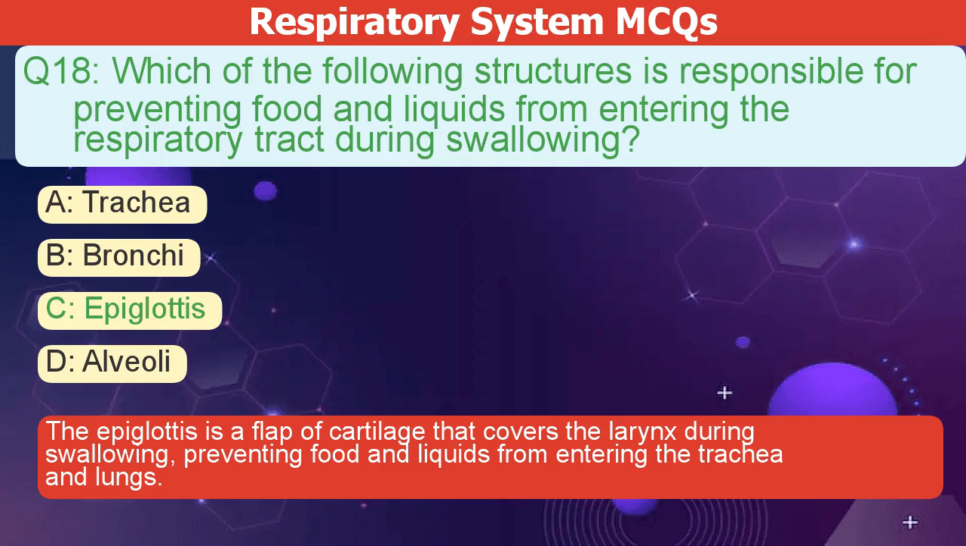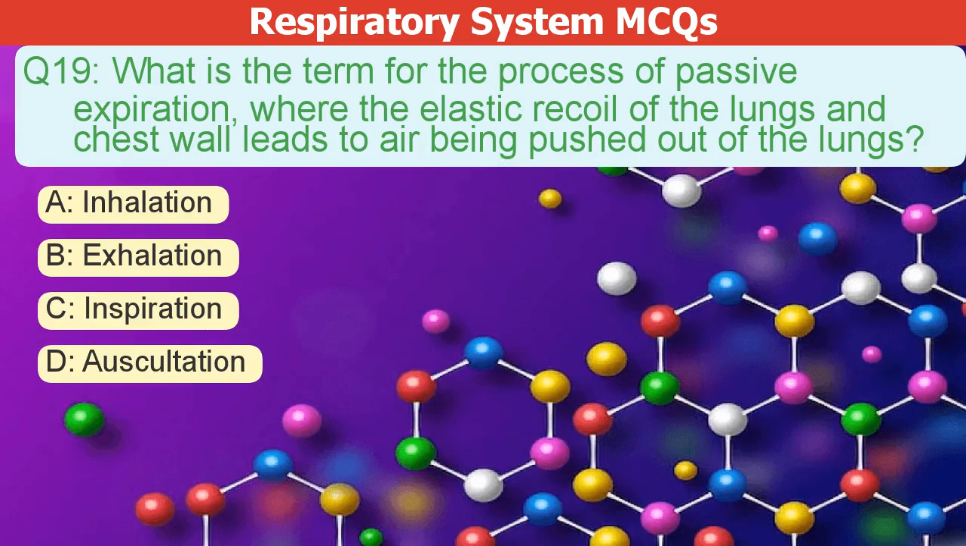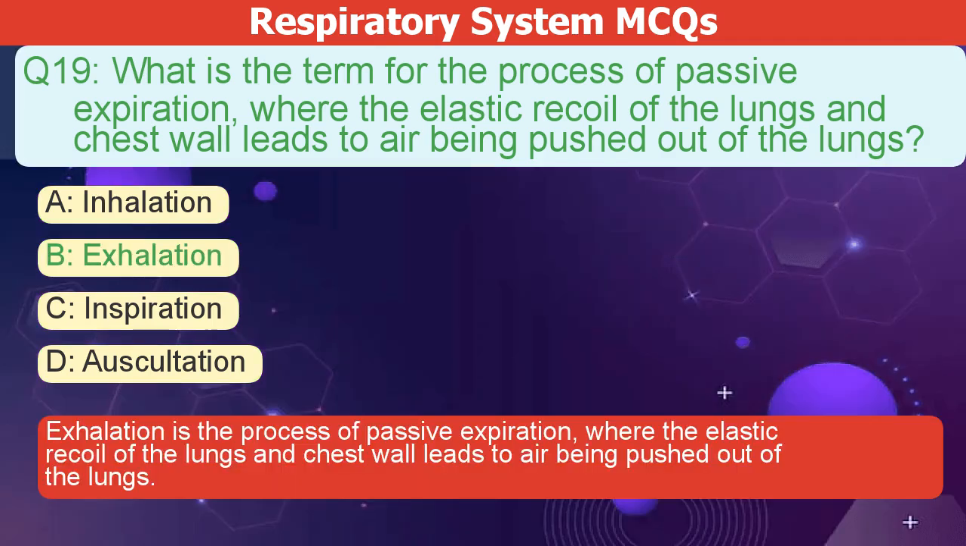What is the term for the process of passive expiration, where the elastic recoil of the lungs and chest wall leads to air being pushed out of the lungs? A. Inhalation. B. Exhalation. C. Inspiration. D. Auscultation. The correct answer is B. Exhalation is the process of passive expiration, where the elastic recoil of the lungs and chest wall leads to air being pushed out of the lungs.